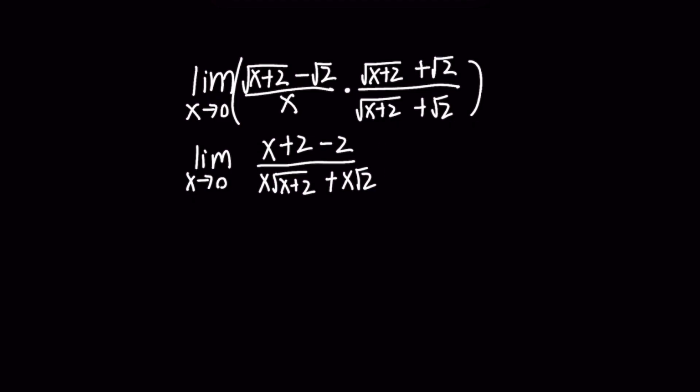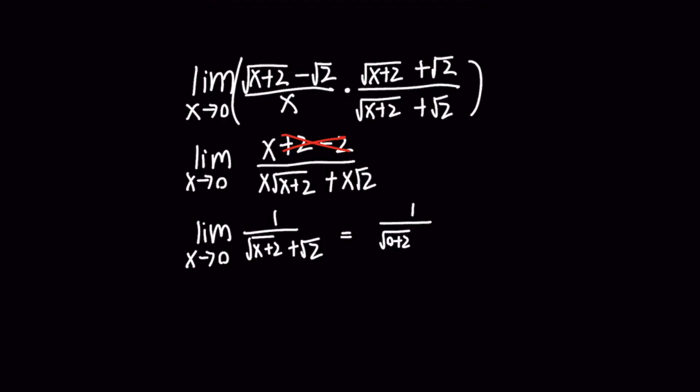Actually, we don't need the parentheses here. Plus 2 minus 2 cancels out. Again, in each term here we have an x, so we can divide out the x. 1 over root x plus 2 plus root 2. Now we can substitute in 0 for x, so we're going to get 1 over root 0 plus 2 plus root 2, which equals 1 over root 2 plus root 2, which equals 1 over 2 root 2.